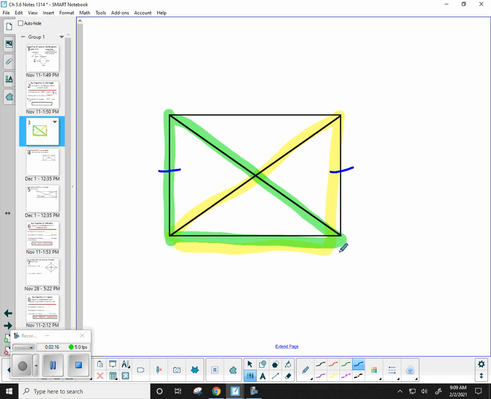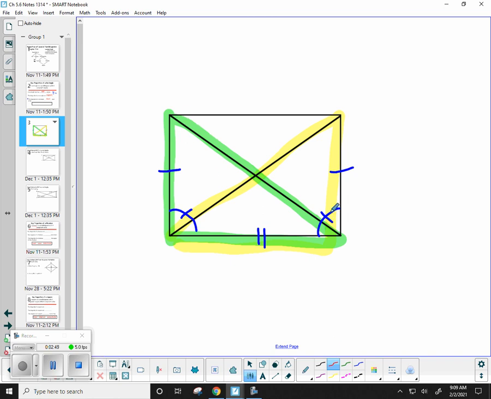Focusing again just on these yellow and green ones, I notice they share this side. We also know because it's a rectangle, we have 4 congruent angles. They're right angles, but the fact that they're congruent is really all we need. So because of all that, the yellow and the green triangle are congruent because of side angle side. What that means for us then is that the diagonals, which are the hypotenuse of each of those triangles, are congruent.